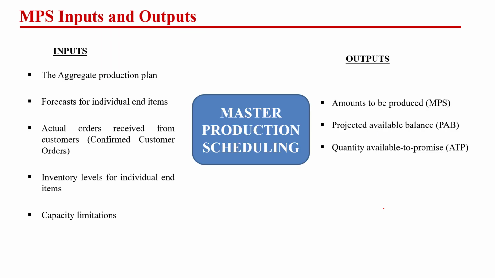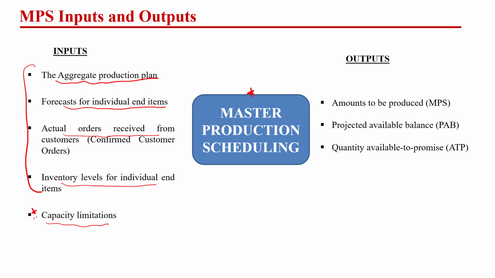Okay, so in a nutshell, when we are talking about the master production schedule, what kind of input do we need? First of all, we should know the aggregate production plan of that product family. We should know every end product's forecasted demand. We should know the actual orders if we have, or you can say the confirmed orders from the customer. We should have the inventory level of every end product, and if there is a capacity limitation, what the capacity limitations are.